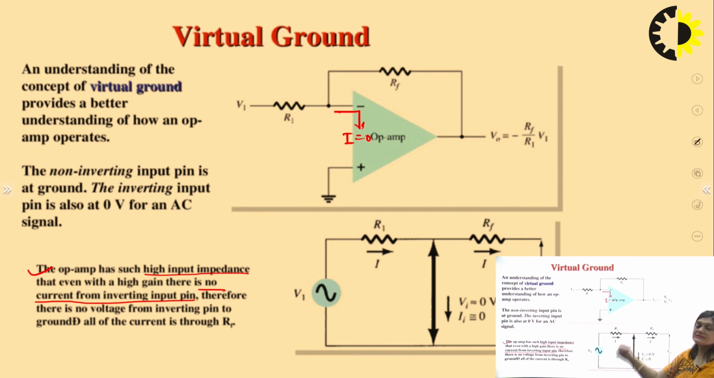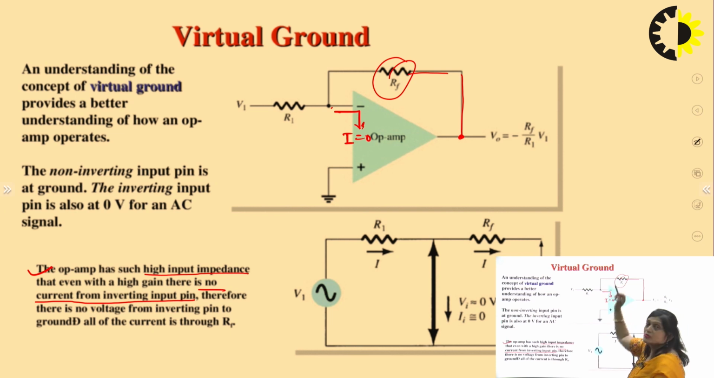Now this is a concept for the virtual ground. This is the closed loop configuration, which means we have taken the output from here, and with the help of this feedback resistor RF, we have given it back to this point. RF is the feedback resistance and R1 is the input resistance. If we change the values of RF and R1, we can change the gain of the op-amp in closed loop configuration, whereas in open loop it was fixed already. In the ideal case it was infinite.